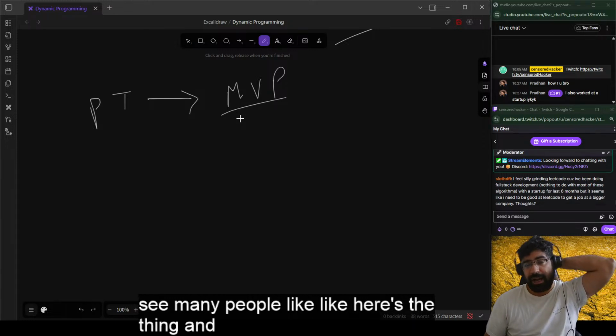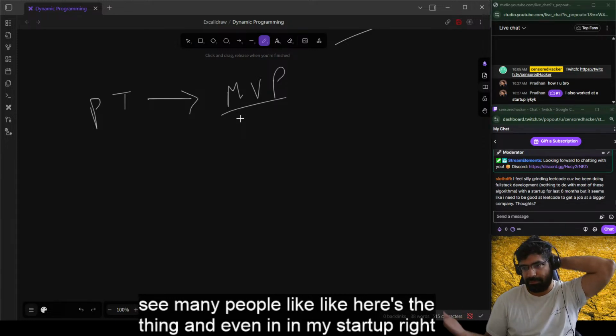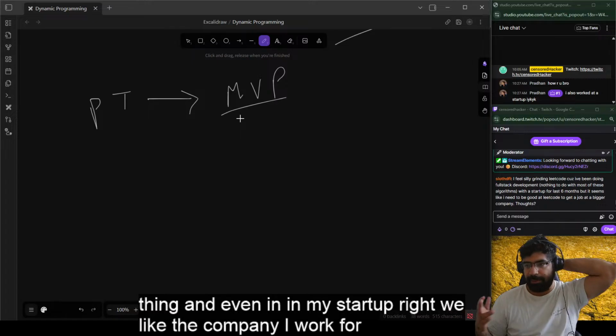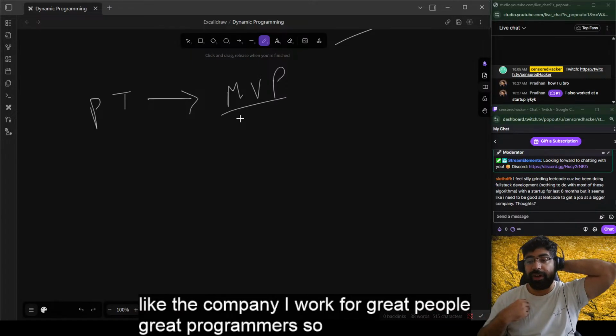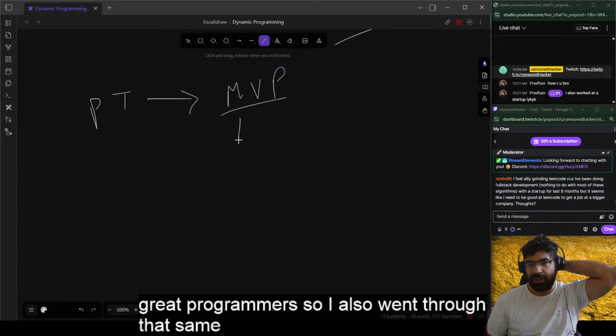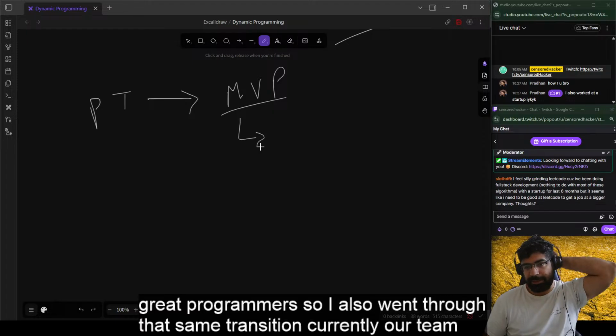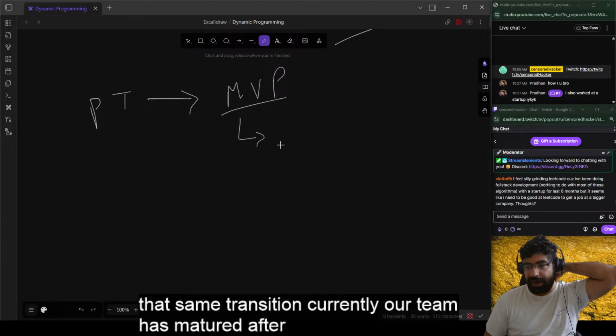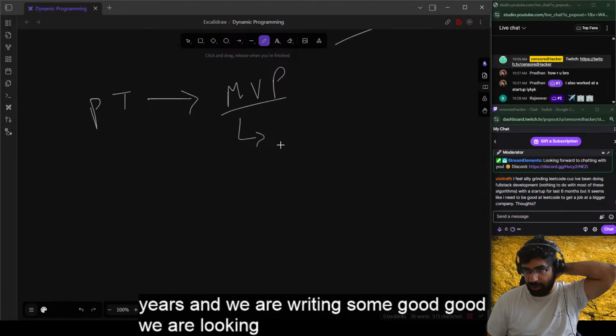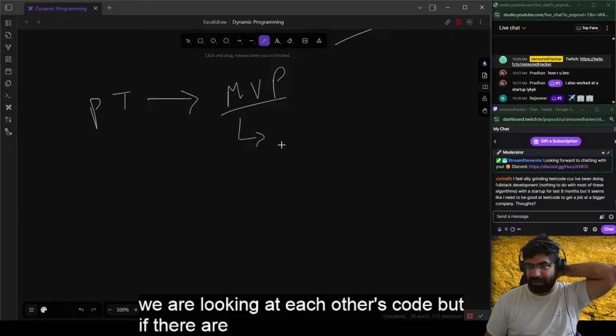And even in my startup, the company I work for, great people, great programmers, I also went through that same transition. Currently our team has matured after 5 years and we are writing some good code. We are looking at each other's code.